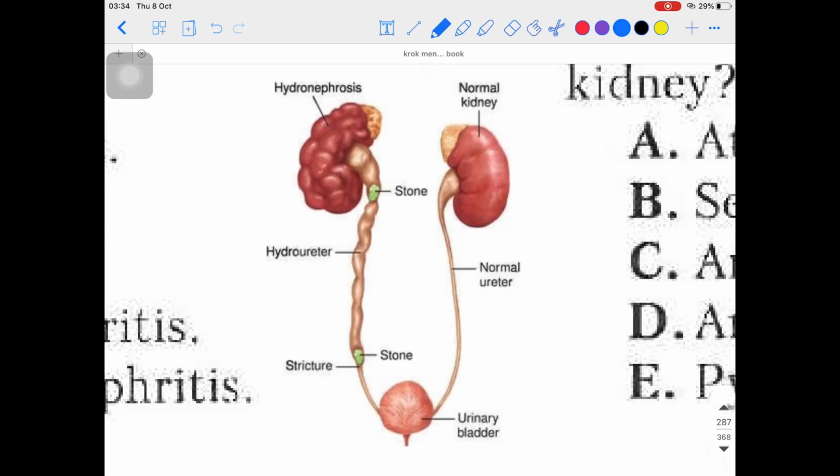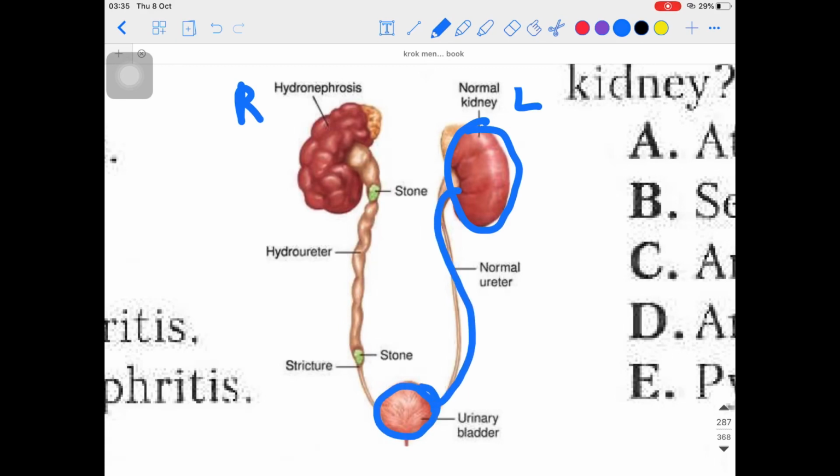Look at the left side of the patient. There is a normal kidney. On the right side, there is hydronephrosis. The normal kidney is connecting to what? The ureter, and then there is the urinary bladder. Everything is fine over here.